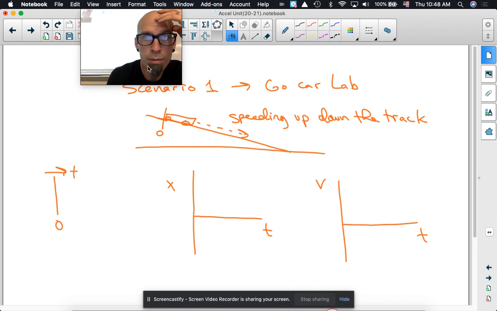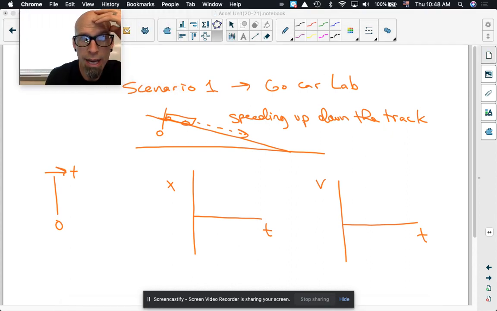Now, this is the one from the actual lab. This is what we actually did. Scenario one was the go-car lab. You had a go-car starting at what we would call the zero position, rolling down the track, speeding up as it goes. Now, that's everything we just did.